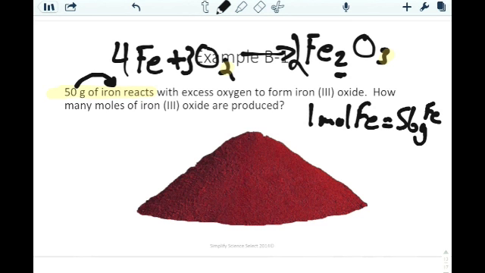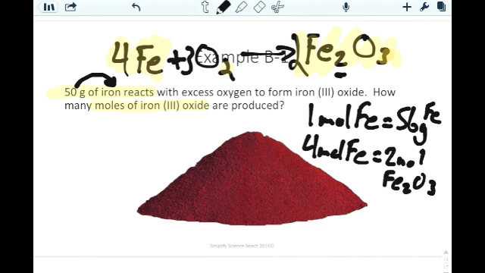Okay. Now, the other thing we need: with excess oxygen to form that, how many moles of iron 3 oxide? So we need moles of iron 3 oxide. Anytime we're dealing with stoichiometry, we're going to use the mole ratio. So we're going from grams of iron to moles of iron 3 oxide. So what's our mole ratio? Well, it's a 4 to 2. So 4 moles of iron equals 2 moles of Fe2O3. Okay, those are our conversion factors. We call these our statements of equality, and then we just set up our problem.